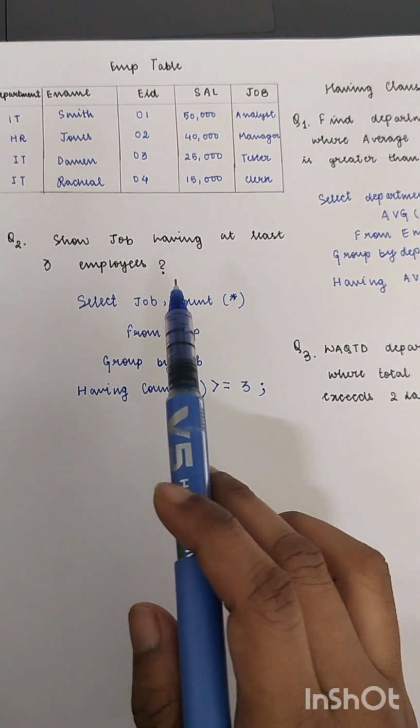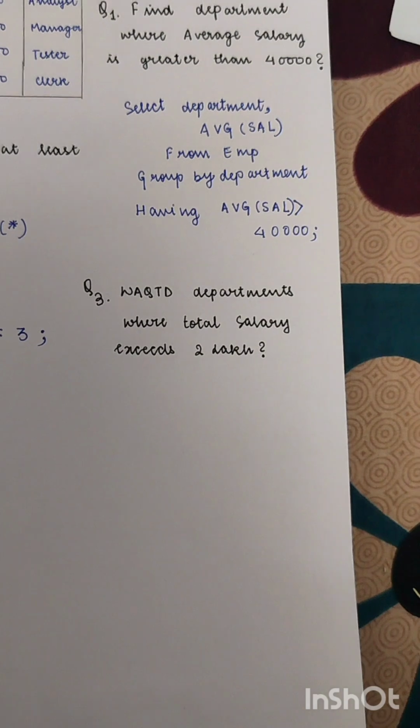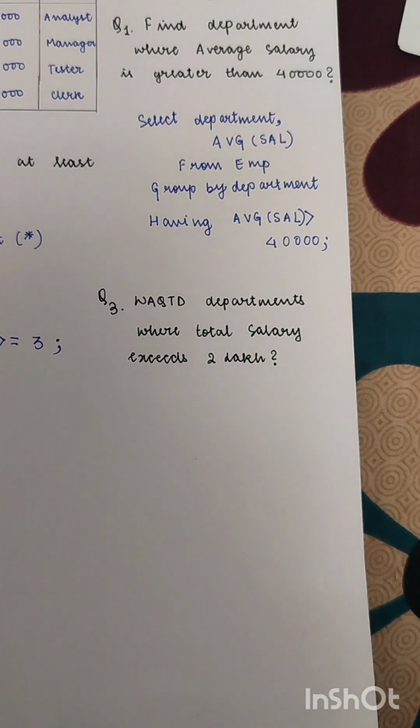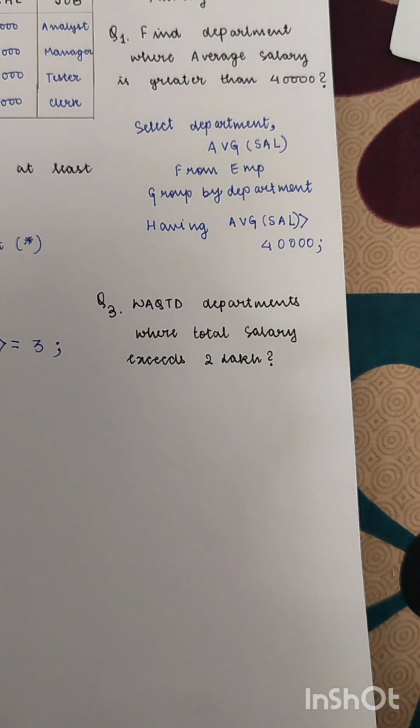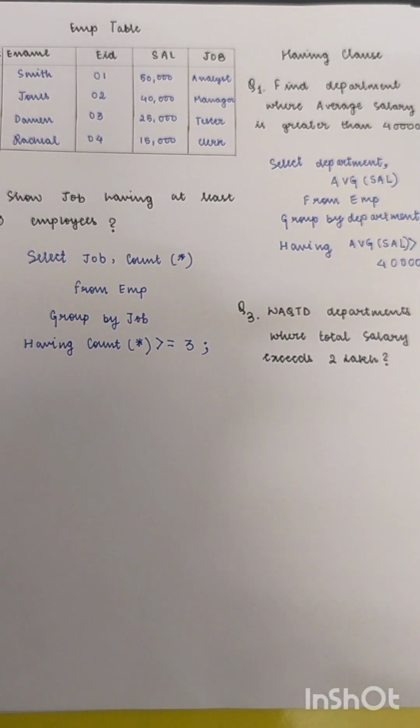And this is the query for finding this. Now this is the query which you all need to do it and comment in my comment box. Thank you. This is the having versus where clause.